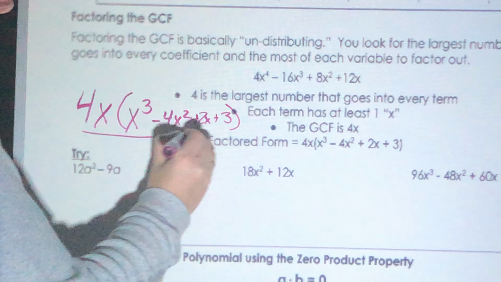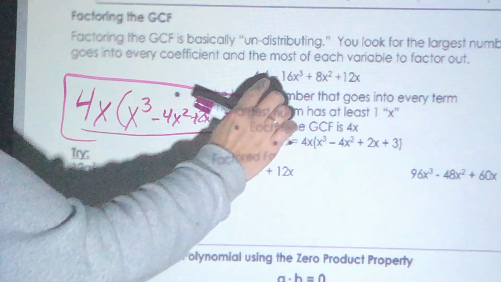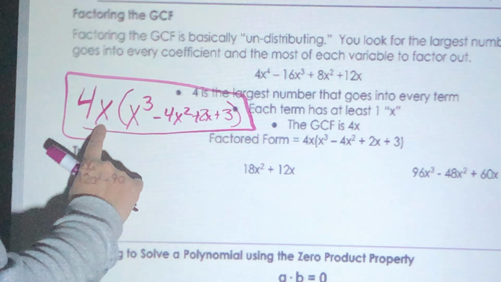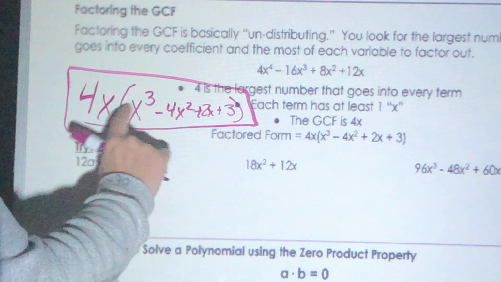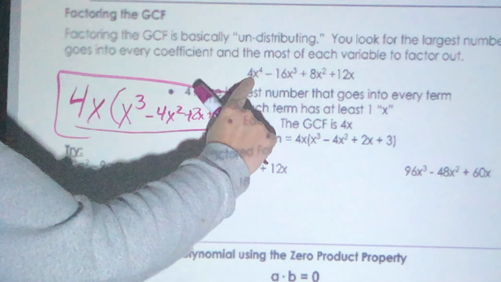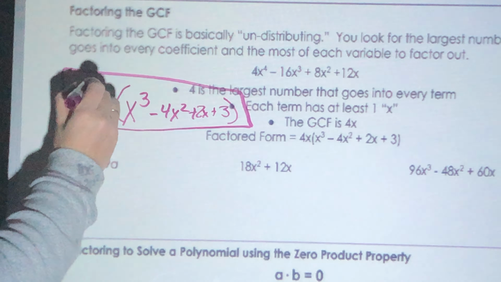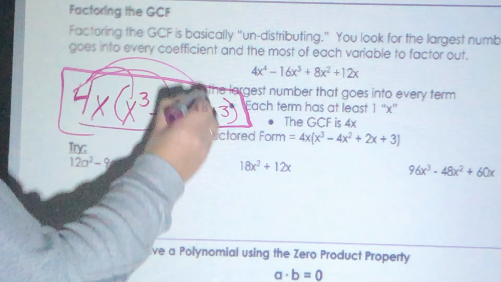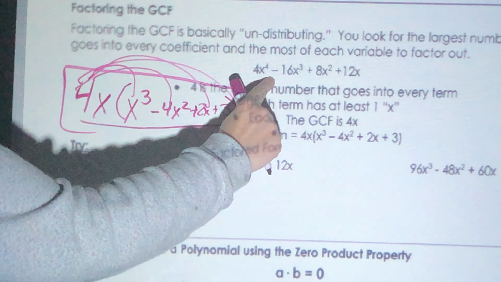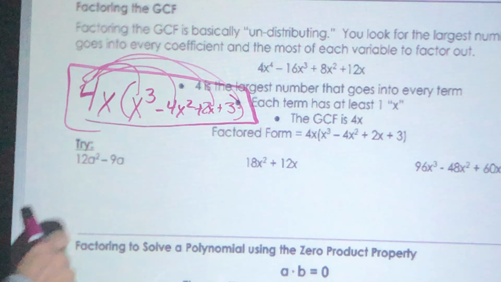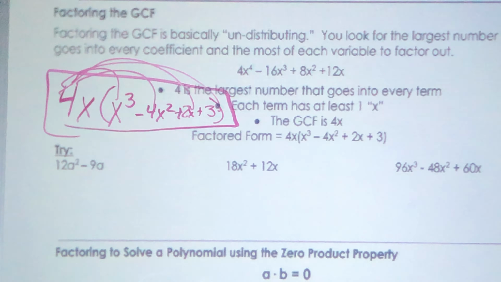So this is factored form for that polynomial. Here's our GCF, and in the parentheses is what you would multiply the GCF by to get to the original. And you could check to see if you did it right by doing the rainbow to see if you get your original.